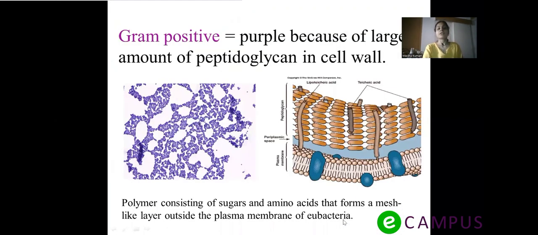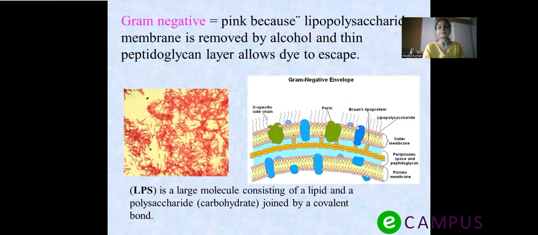So gram-positive bacteria are purple because of the large amount of peptidoglycan in the cell wall. The polymer consists of sugar and amino acids that form a mesh-like layer outside the plasma membrane of bacteria.